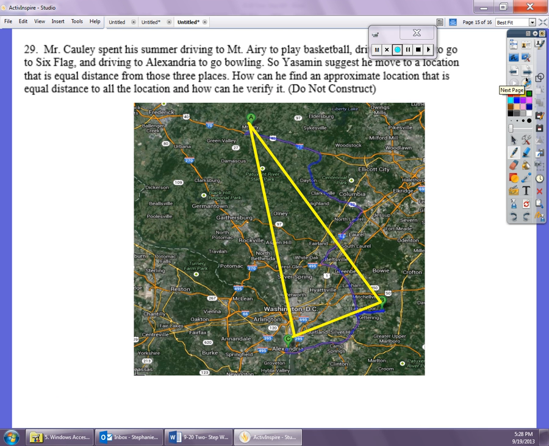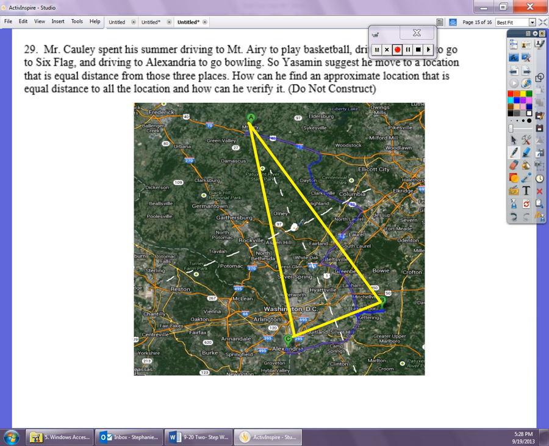All right, the last question, 29, which probably should have been question 27, is basically saying, how can he find the approximate location that is equal distance to all the locations, and how can he verify it? All right, so they're not asking you to do it. So when you actually do your perpendicular bisectors, and I'm just going to do 2 because it's not required for you to do more than 2. And mine might not be perfect because I'm just sketching.